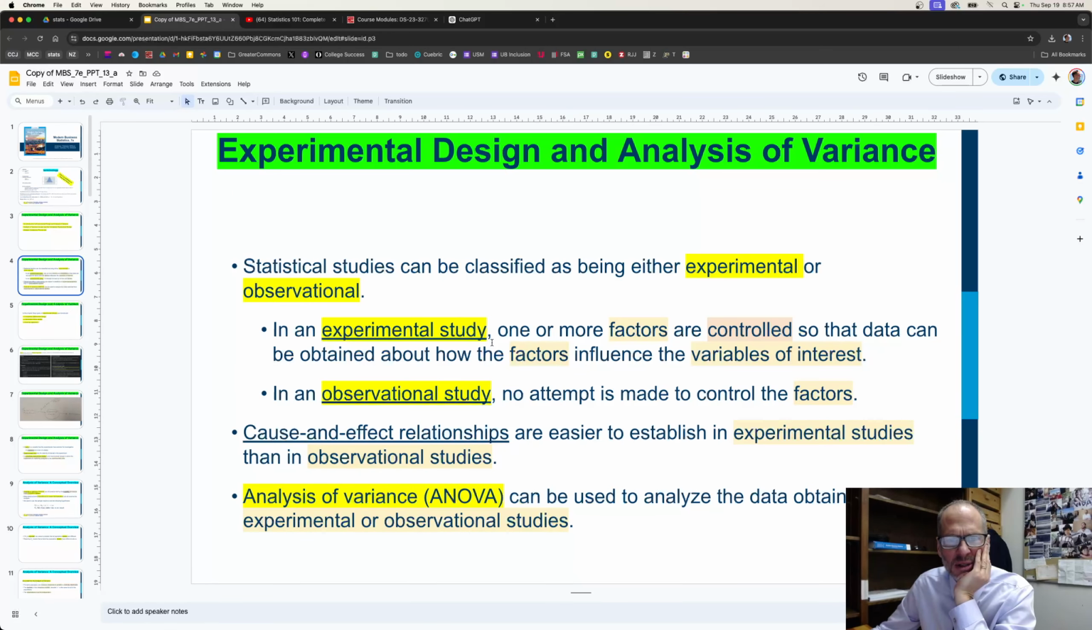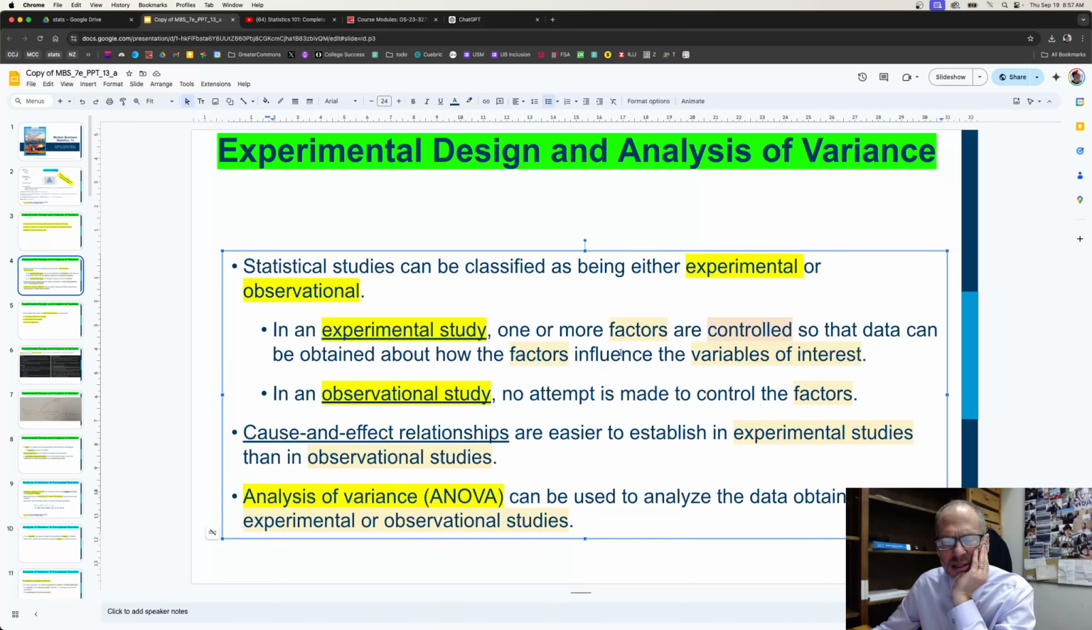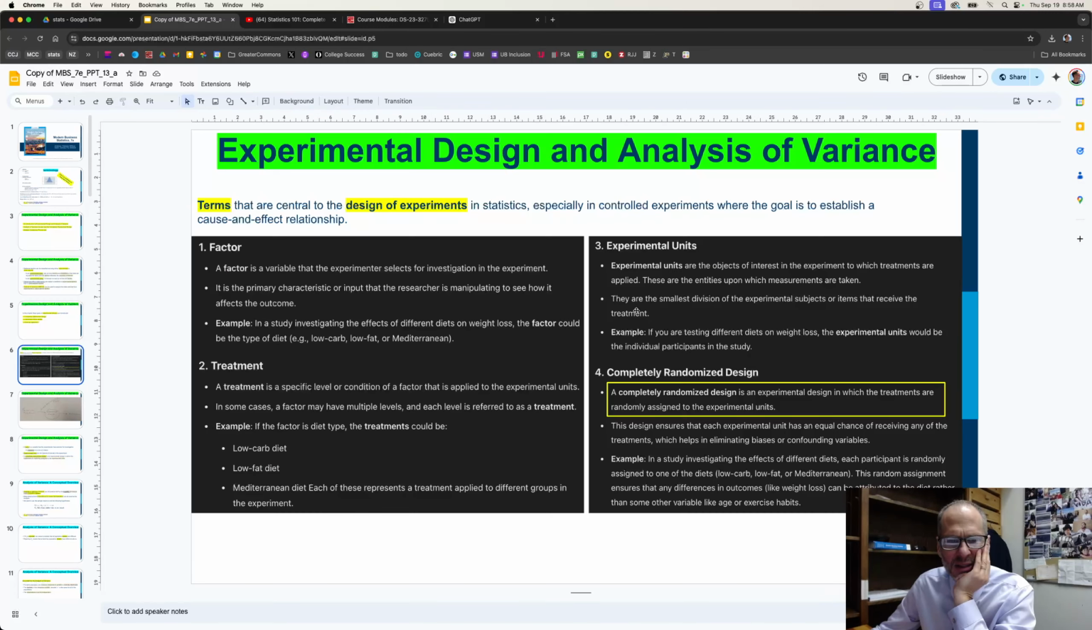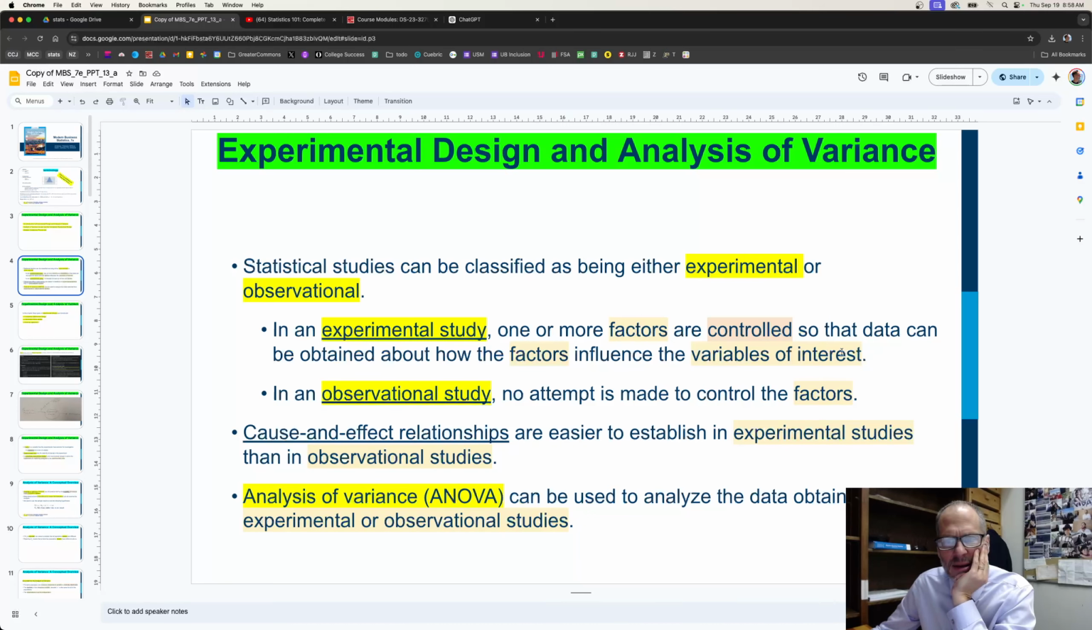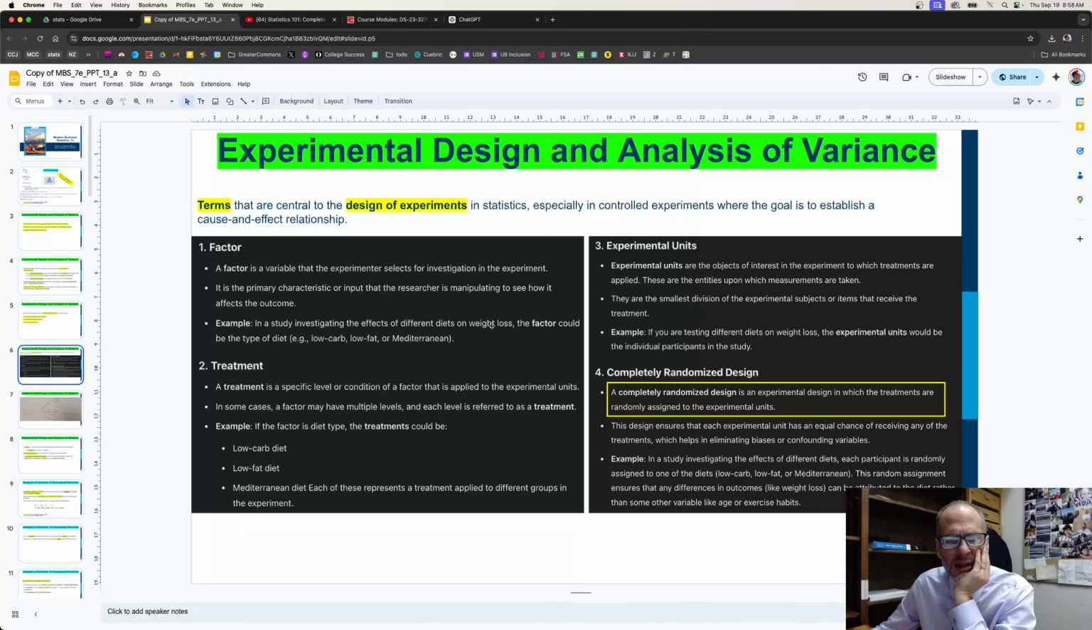So in an experimental study, one or more factors, aka treatments, are controlled, which diet, giving diets to different people, so that data can be obtained about how the factors, the treatments, the diet in our example, influence the variables of interest. The variable of interest would be weight loss in this example.